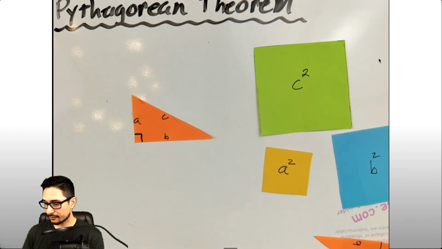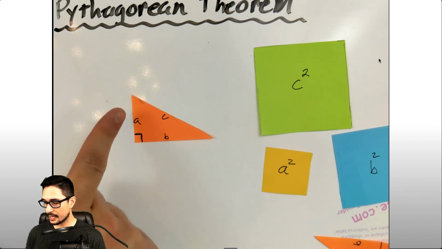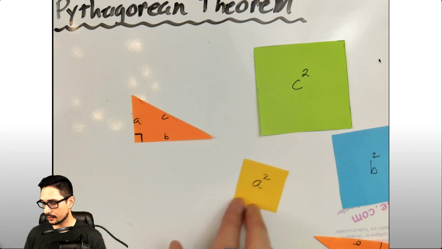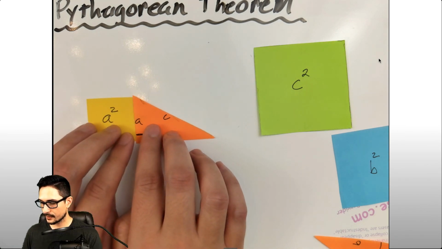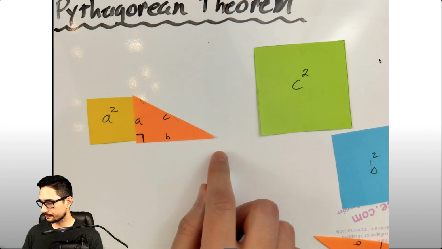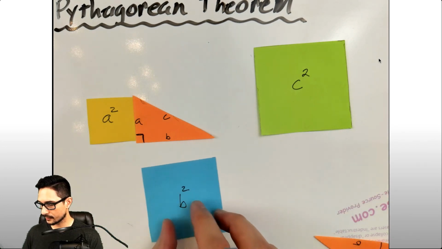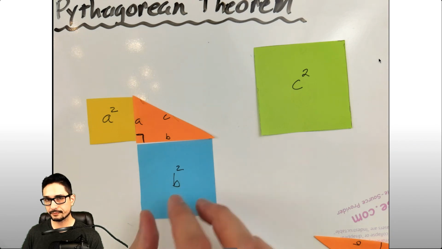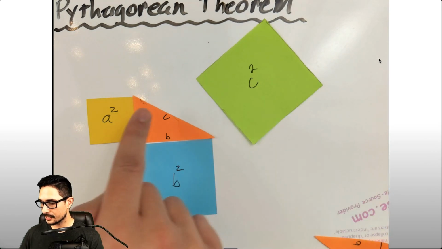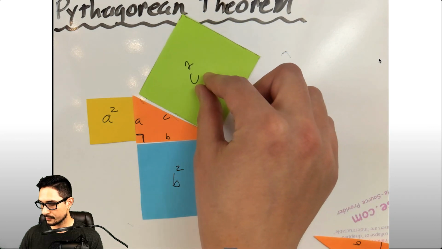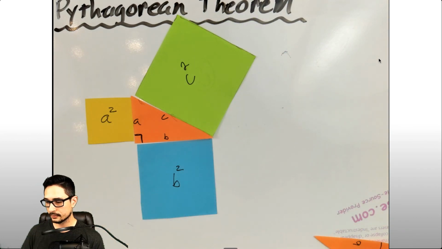What the Pythagorean Theorem says is that if I take this side, the a side, and I square it, and I take the b side and I square that, I will get the c side squared. That's the Pythagorean Theorem.